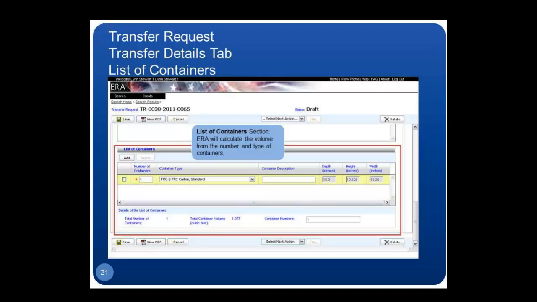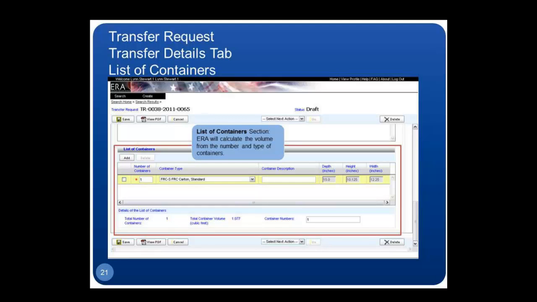In this case, we're doing it for you. We have a standard container, and we have entered in the appropriate dimensions for that container. You don't have to overwrite it. You don't have to do anything. Again, don't mess with this unless you know there's something particularly wrong, and it's better to get in touch with us first. The system will indeed come up with a total container volume.